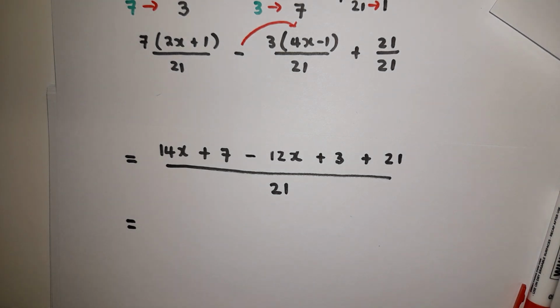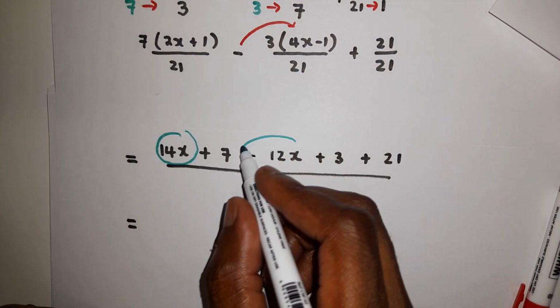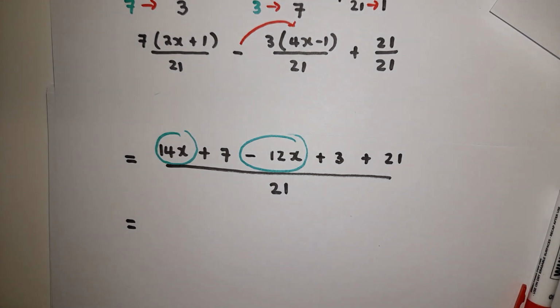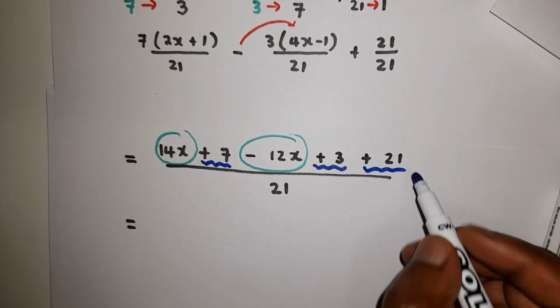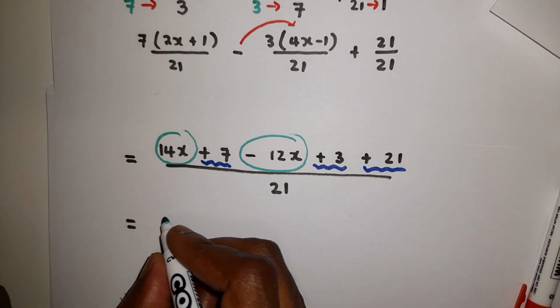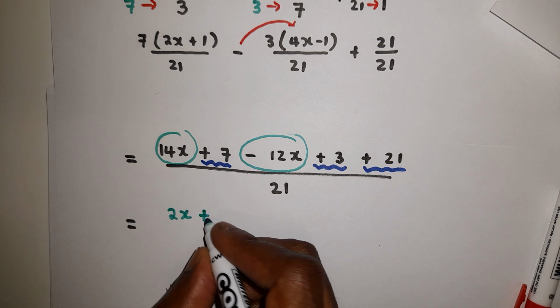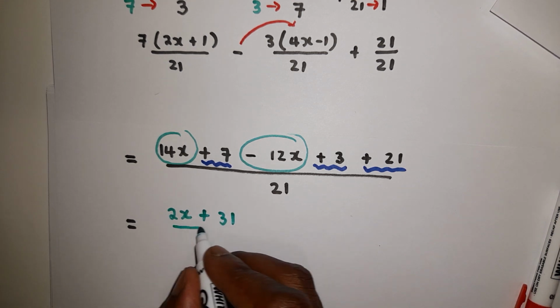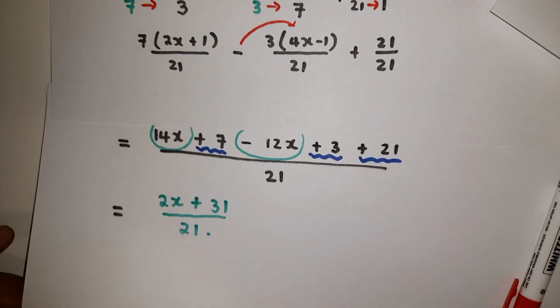Again, once you have removed brackets, chances are you are going to have to deal with like terms. So I have here 14x minus 12x. Then everything else without a variable is a like term. Right. So now 14 minus 12, we get a 2x. And then we'll have 7 plus 3, giving us a 10, plus 21, giving us a positive 31. Then everything is divided by 21. Right, grade 10s, that is straightforward, no problems. Let's look at the second one.